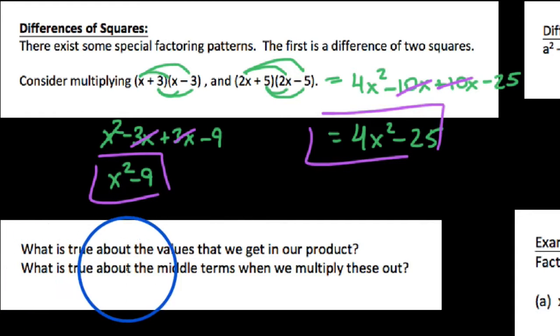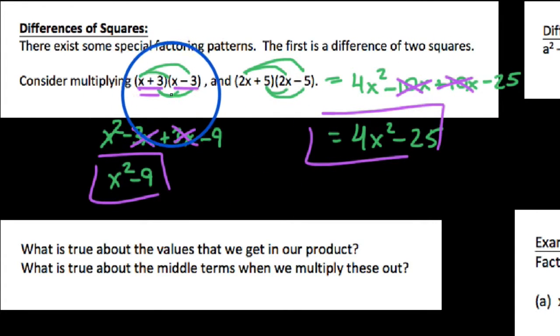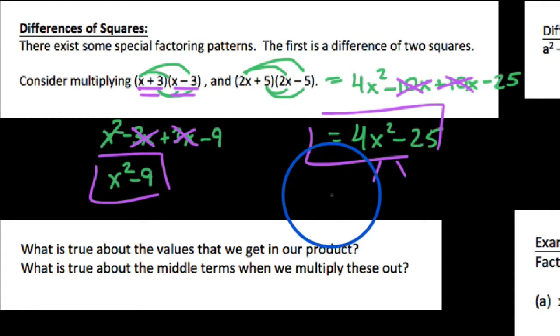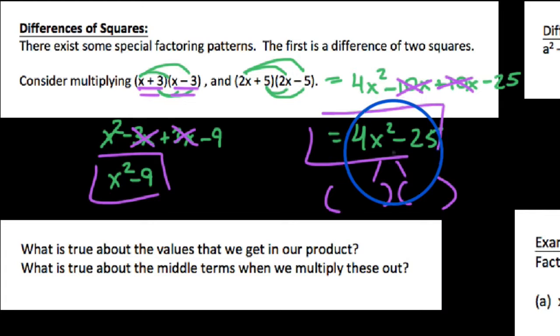So my next question is, what is true about the middle terms when we multiply these out? Well, what happens is these middle terms, as a consequence, always cancel out if the two things you're multiplying look almost identical, but one's positive and the other one's negative. So this special factoring pattern occurs this way. We say, well, that's FOILing it out. We want to go backwards. Could we think of the two things that we multiply out to get this right here?